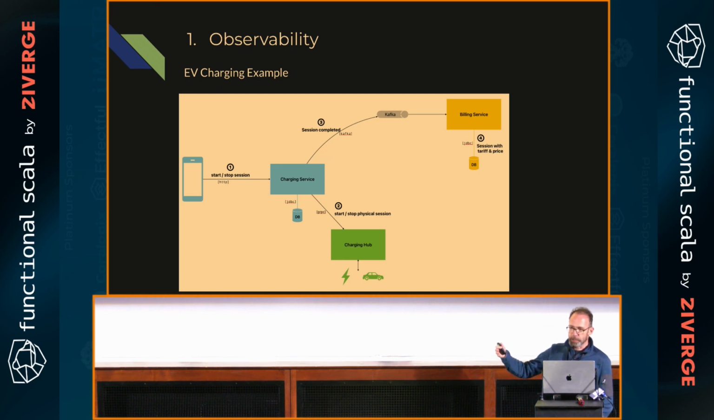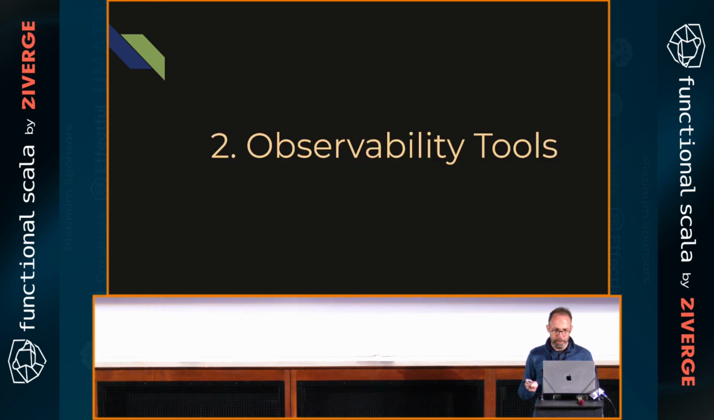Then the session starts, and after a while, when you're done with your charging, you issue a stop command. And the same thing happens. When the session is started and finished, you post it to Kafka as a message to a billing service that later on will take care of invoicing for this charging session.